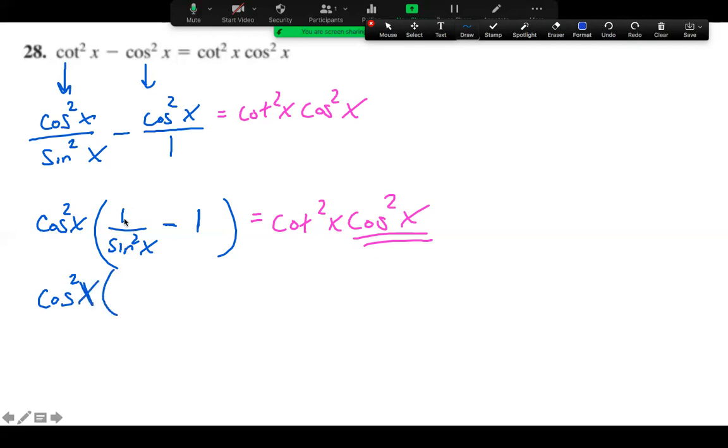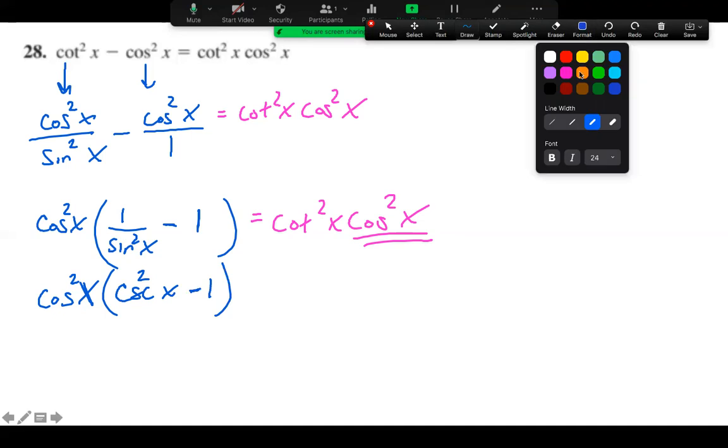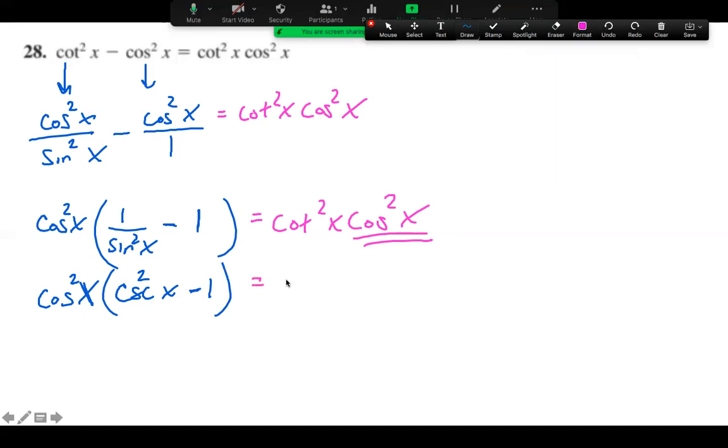And this is a reciprocal. I know 1 over sine squared, I know what that's worth. 1 over sine is always cosecant. So that's cosecant, and since sine was squared, this is squared as well. Cosecant squared x, bring down my -1. And that ultimately has to look like cotangent squared x times cosine squared x.